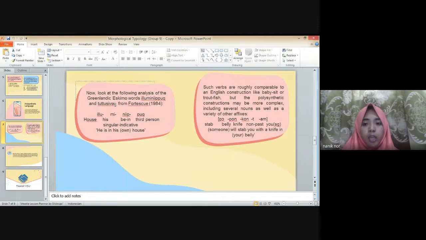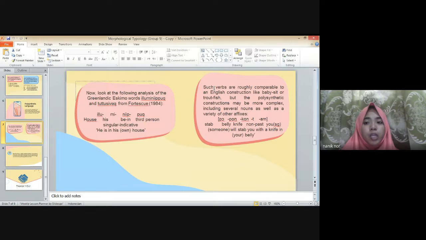Eskimo languages. This is the following analysis of Greenlandic Eskimo words. For example, Illuminepuk and Tutusifuk from Fortescue 1984. Okay, here the word Illuminepuk. Illu means house, me means his, nip means being, and puk the third person singular indicative. So the meaning is he is in his own house.